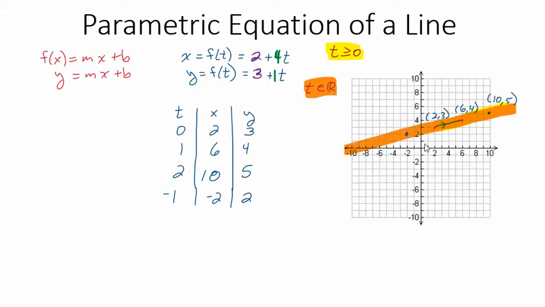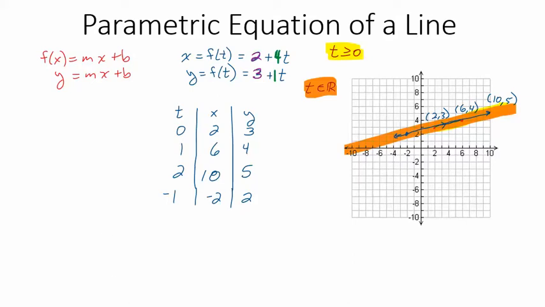Well, what did I basically do? Instead of going up 1, right 4, I went down 1, left 4. Because I let t be -1, that ended up making my x value go left 4 from the point 2, and it made my y value go down 1 from the point 3. So by letting t equal negative, we're just going the opposite direction. If I do that, then I'm going to get this whole entire line here.